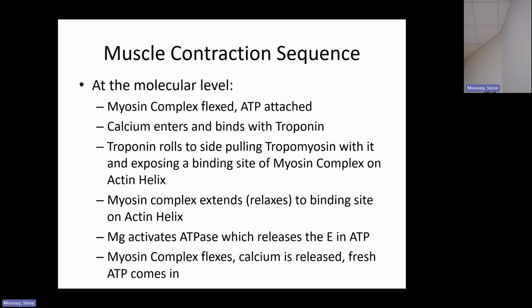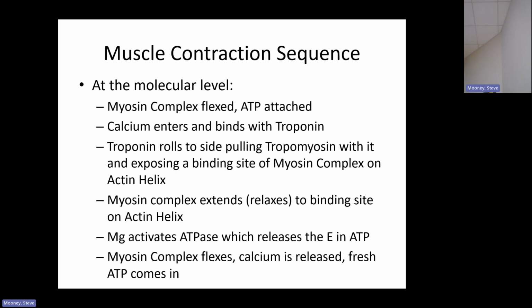Calcium comes in. What does that allow? Opens a binding site. We get cross linkage. ATP comes in. What does it do? Releases. We need a stretch, and then we release the energy to do what? Move, to crank, to step, to move forward.